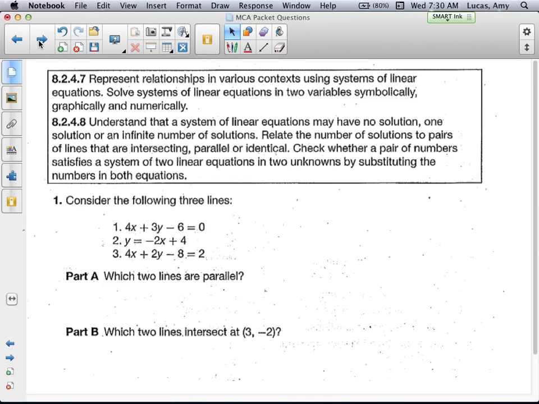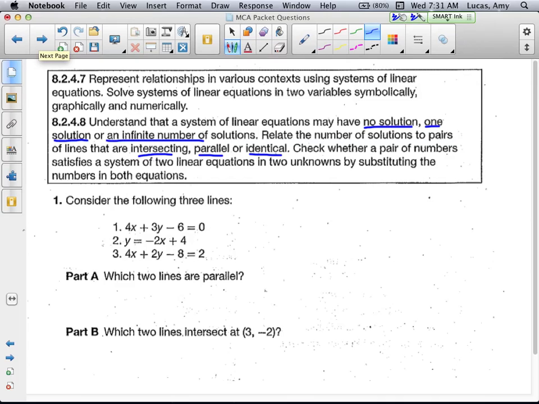8248, this benchmark is also included. Understand that a system of linear equations may have no solution, may have one solution, or an infinite number of solutions. Relate the number of solutions to pairs of lines that are intersecting, parallel, or identical. Those are very specifically the same words that we used when we taught chapter 6.